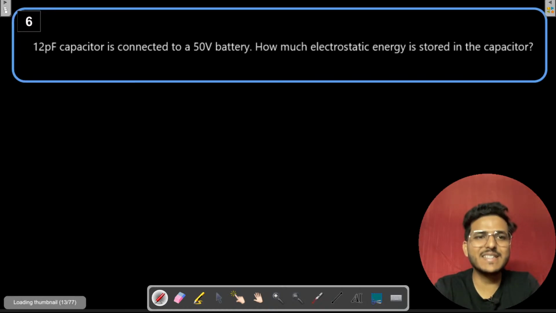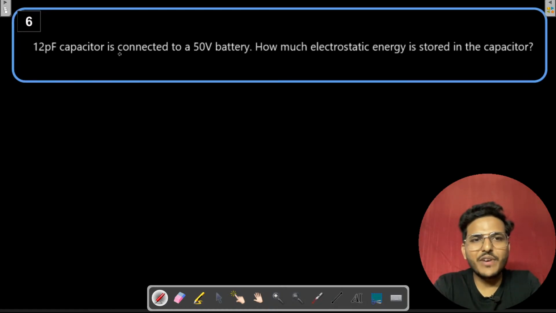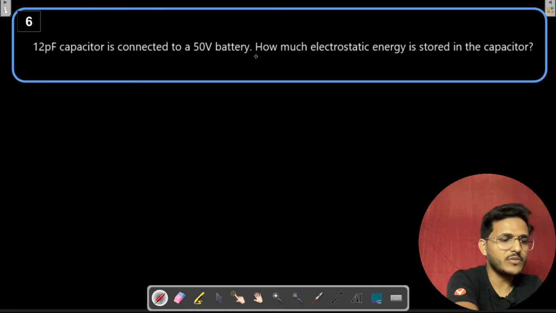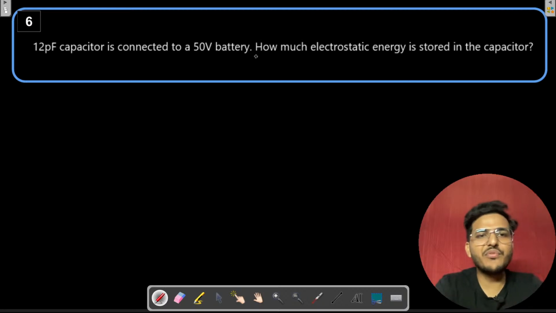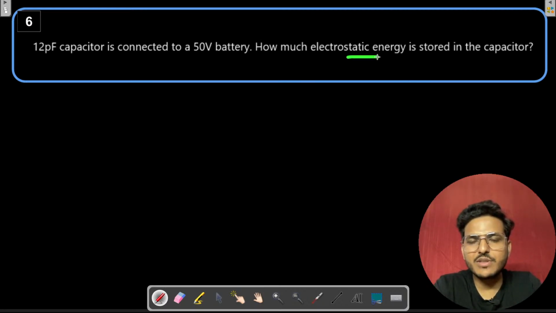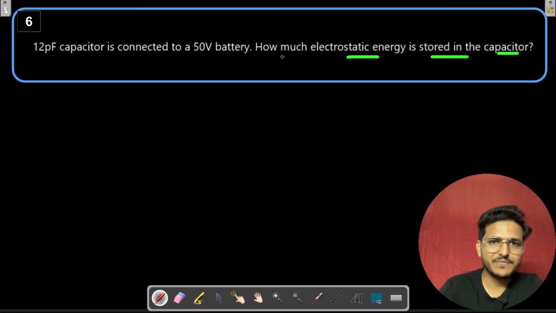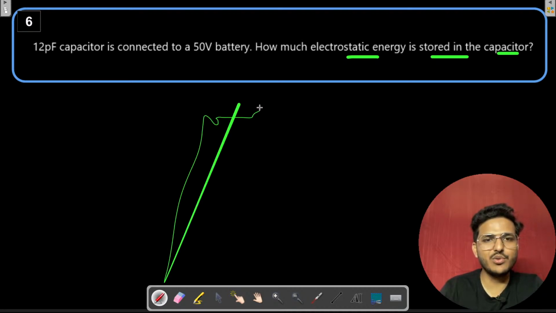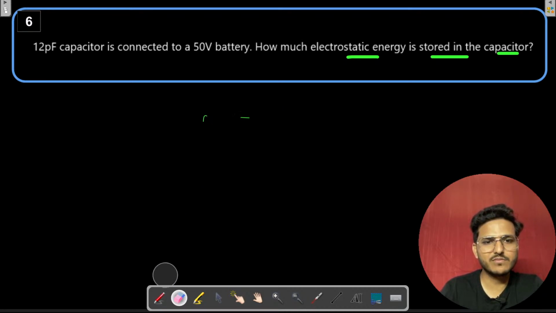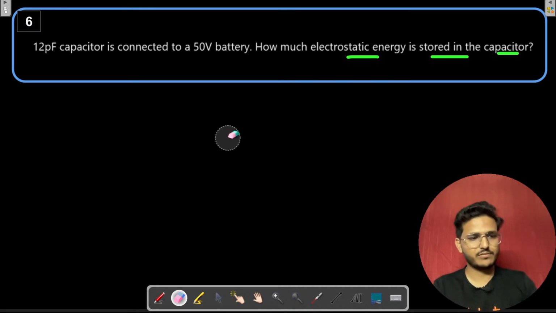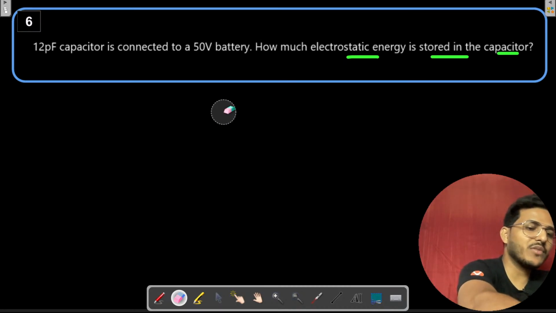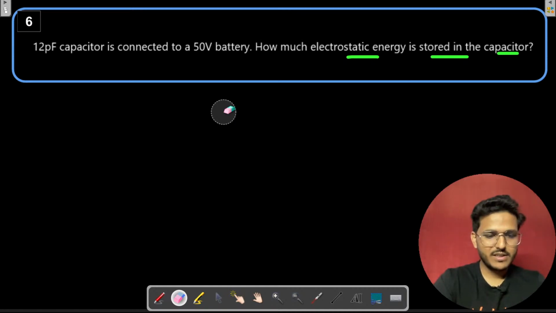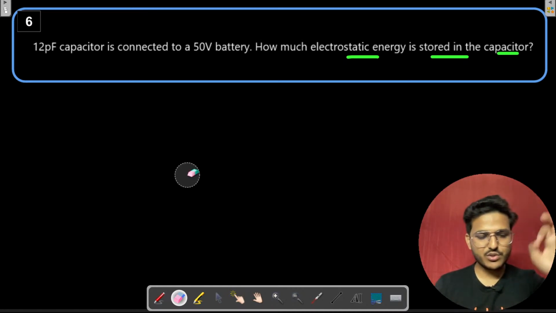Now moving to the next, sixth question. A 12 picofarad capacitor is connected to a 50 volt battery. How much electrostatic energy is stored in the capacitor? U equals, as you know, half CV square. Just put U equals half CV square.